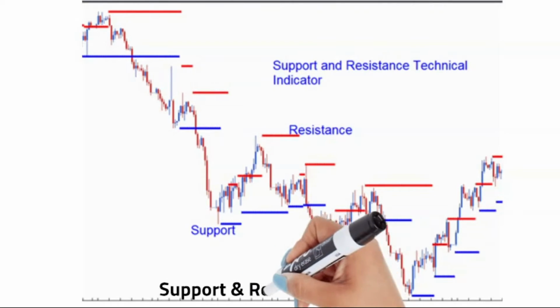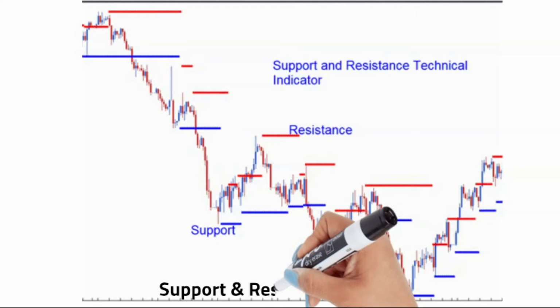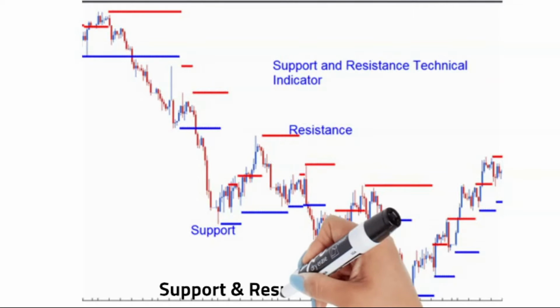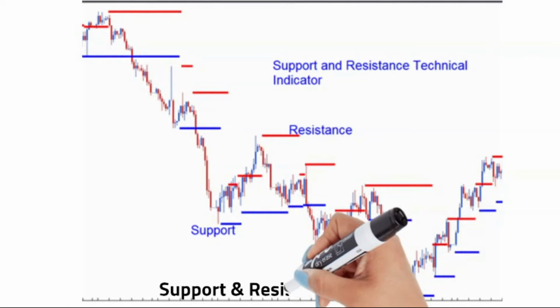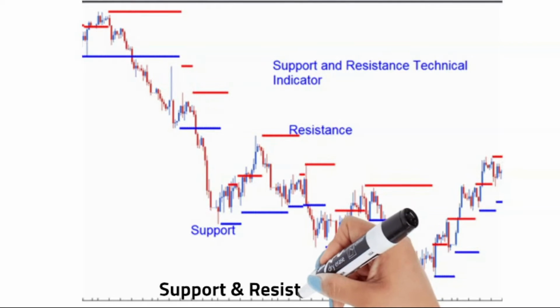In this way, resistance and support are continually formed as the price moves up and down over time. You can now draw lines to plot the highest price point reached. This will be termed the resistance line. A line showing the lowest price point will be termed the support line.